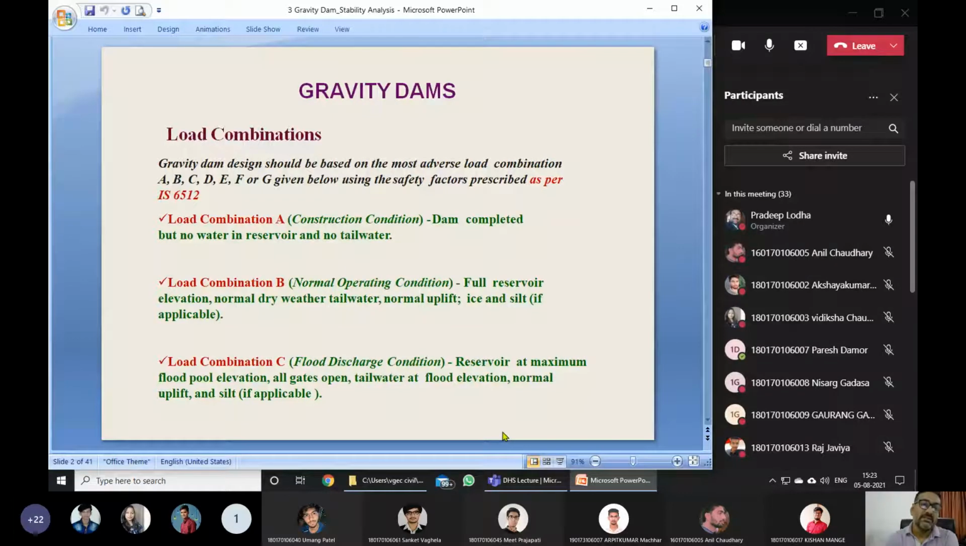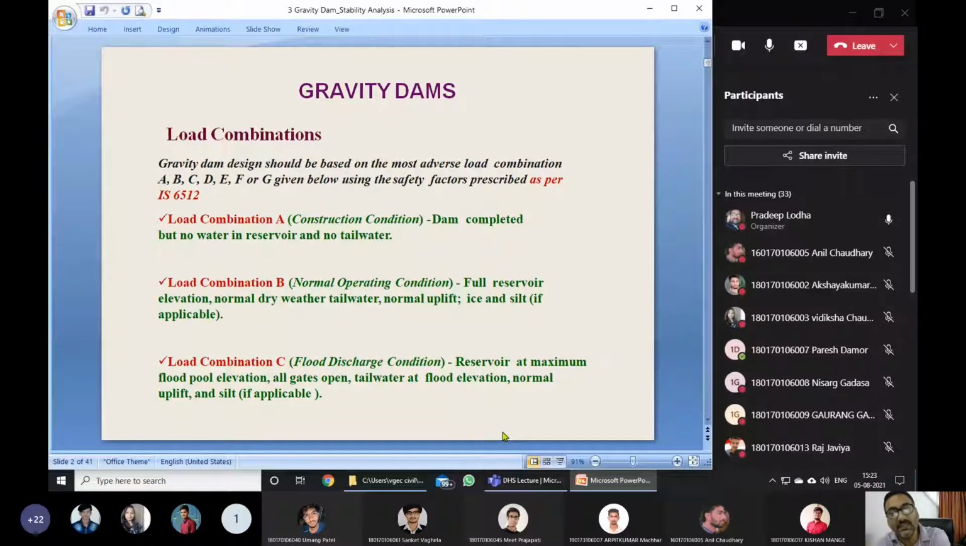IS code 6512 states that we should consider three stages, at least for the construction or load calculation, and these three stages are load combination A, load combination B, load combination C, and they need to be considered first while the construction is going on. There are chances, if we do not consider them, that cracks develop on the upstream or downstream side.